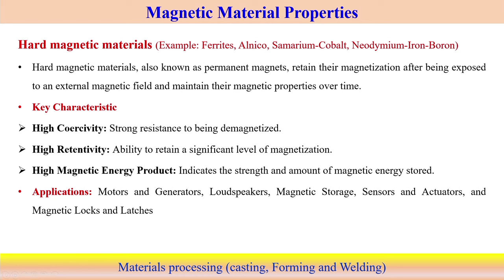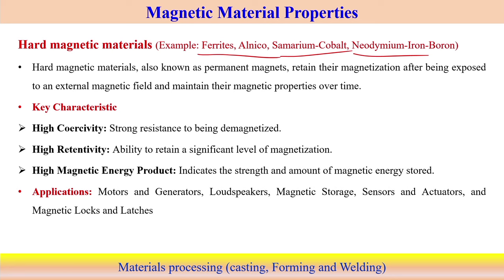Similarly, there are hard magnetic materials also. Examples are ferrites, alnico, and different alloys, such as neodymium-iron-boron alloy. That is one of the important magnetic materials known as hard magnetic materials. Hard magnetic materials are also known as permanent magnets, so permanent magnetism exists within this material.